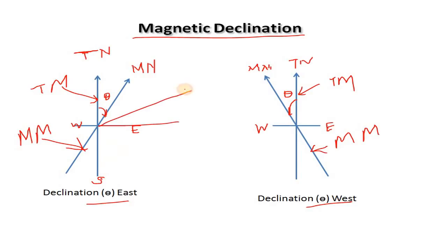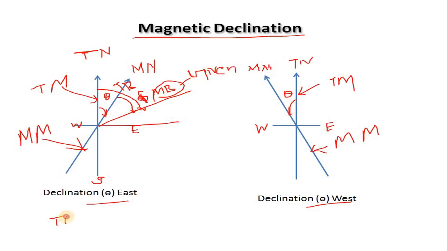Again, suppose this is a line. The magnetic bearing of this line is given. Magnetic bearing means the bearing of a line from the magnetic meridian. This is the magnetic meridian and this angle will be the bearing of this line. Now you require the true bearing. How to find the true bearing? You know the true bearing is the bearing of a line from the true meridian. This bearing will be the true bearing. The magnetic bearing is given, and you are asked to find the true bearing.